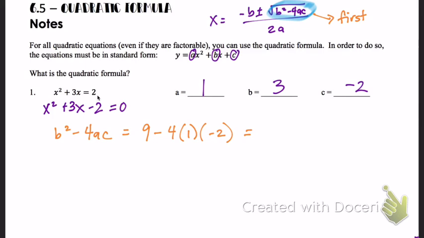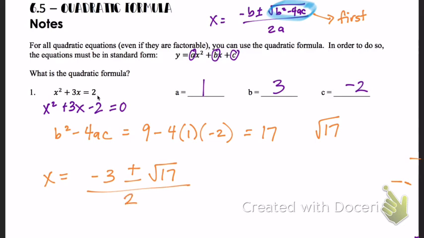So what do you end up getting? 17. So you get 17, and that is what goes under the square root. Square root of 17, you can't simplify that any further, so I'm just going to leave that be. Now I'm going to fill in the rest. So negative b would be negative 3 plus or minus the square root of 17 over 2a.